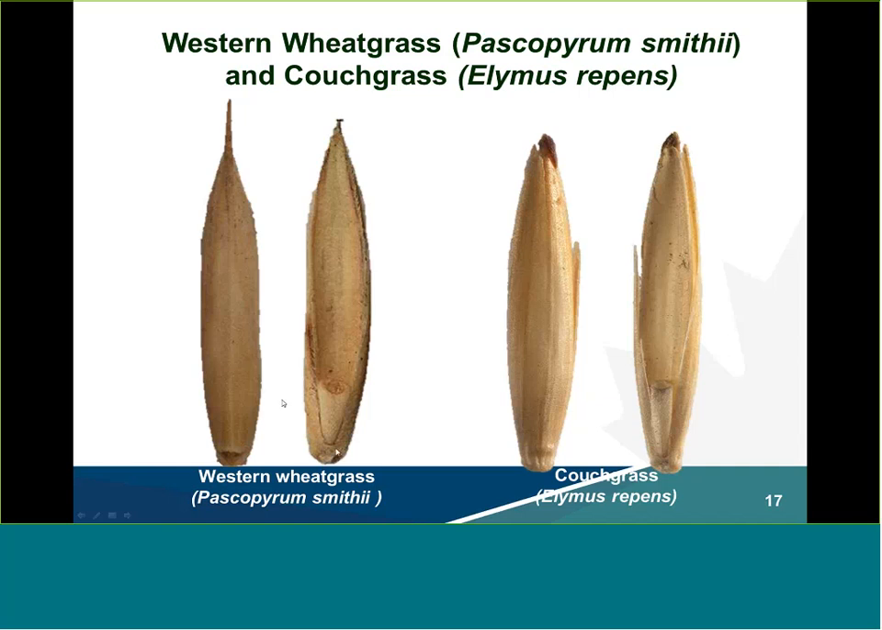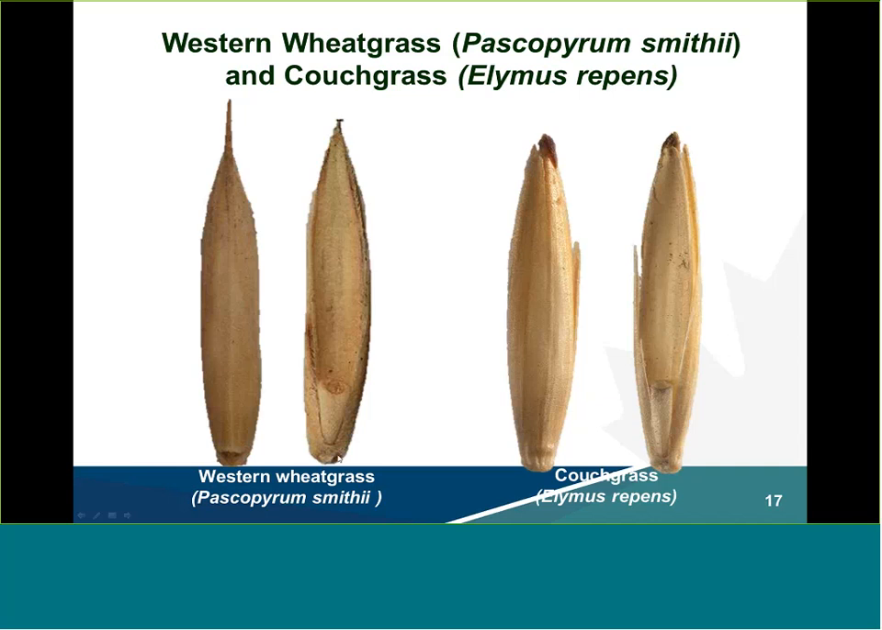The rachilla down in western wheatgrass is wedge-shaped, as I mentioned earlier. It's short, hairy, or smooth. The sinus at the base, the shape at the base, is usually V-shaped. And the rachilla in couchgrass is parallel sides, smooth, and the shape of the base is U-shaped.